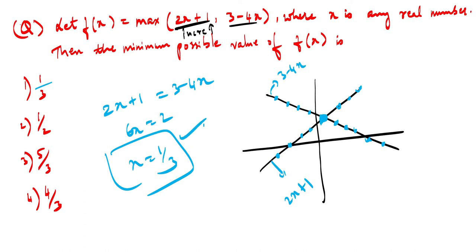To find the minimum possible value, just substitute 1 by 3 in any of these, either in 2x plus 1 or in 3 minus 4x. So let's substitute in 2x plus 1. 2 into 1 by 3 plus 1. So this will be equal to 5 by 3. 5 by 3 is our answer.